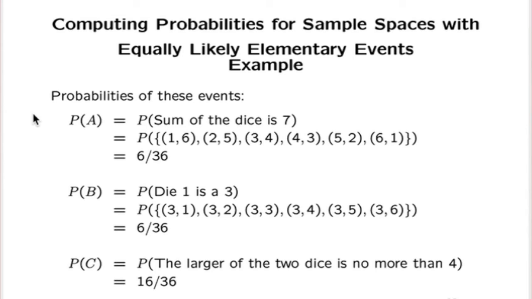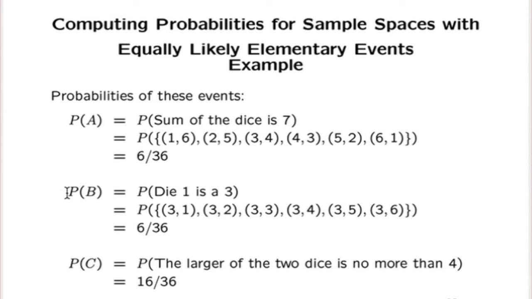So the probability of A, the probability of getting a roll where the sum is 7, is equal to the number of ways that can occur, and there are 6 of those ways, divided by 36. So 6 over 36. We could reduce that to 1 over 6, but remember, we don't have to.